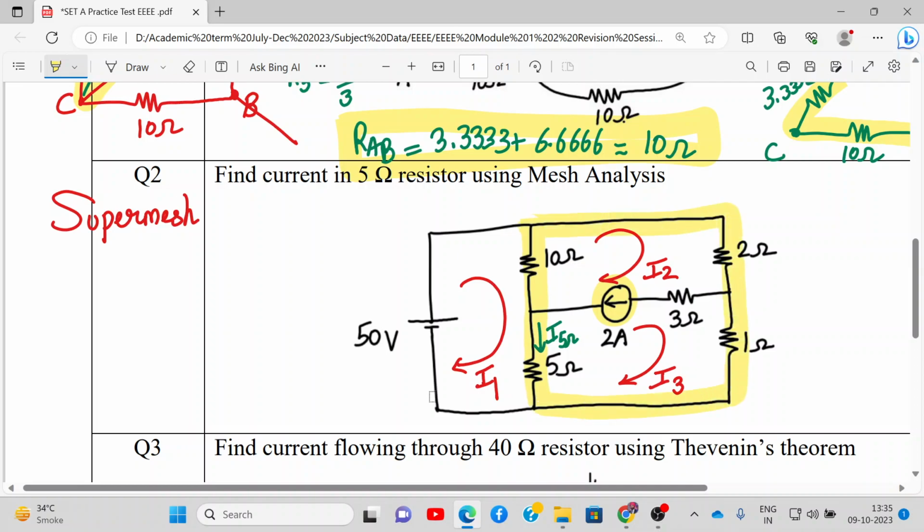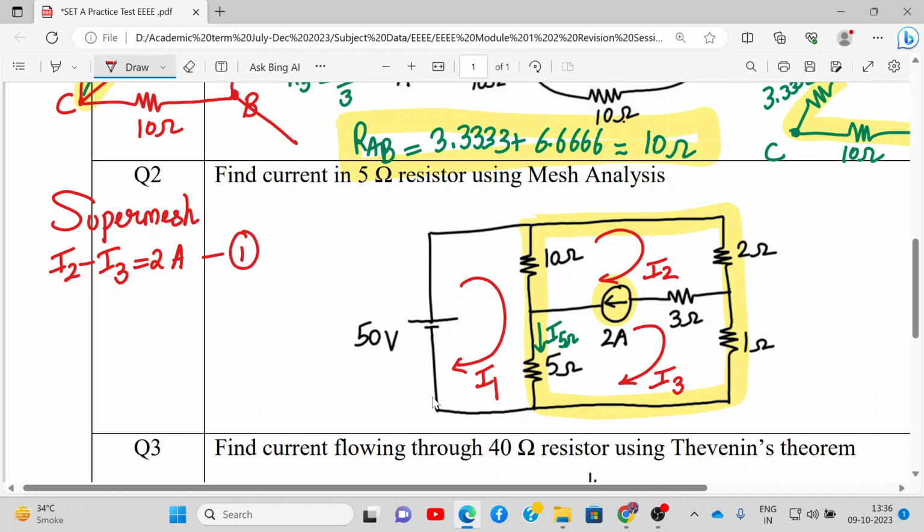So this yellow color portion is my super mesh. So what will be the current defined by this current source according to super mesh? So here we can write I2 minus I3 is actually 2 amperes. So this becomes equation number 1.